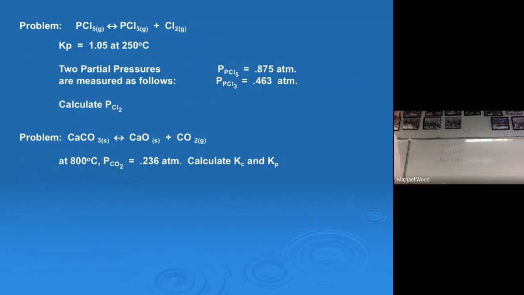Okay, and then this problem here, we're trying to find the Kc and the Kp. The Kp here is 0.236. Again, no units.